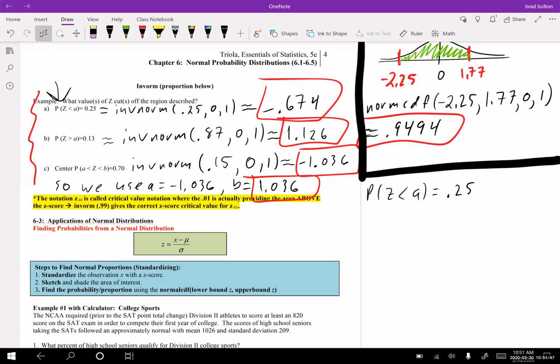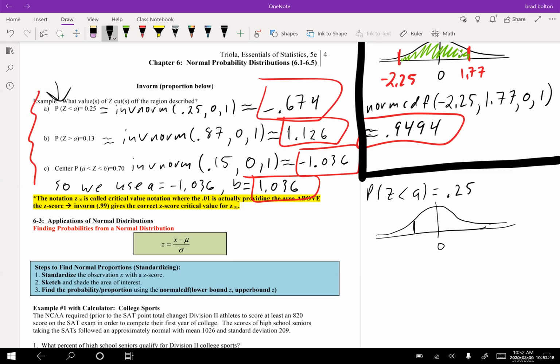So I wrote this one over here on the side, probability that Z is less than A is equal to 0.25. So I'm going to just draw the picture for this. And again, I encourage you guys to draw the picture. It really helps so you don't feel like you're just hitting enter on the calculator. It helps you understand what's being asked of you. And they are telling us that whatever our Z value is, the area that it has is 0.25, or the area less than it is 0.25. So I think that's going to be right about here.